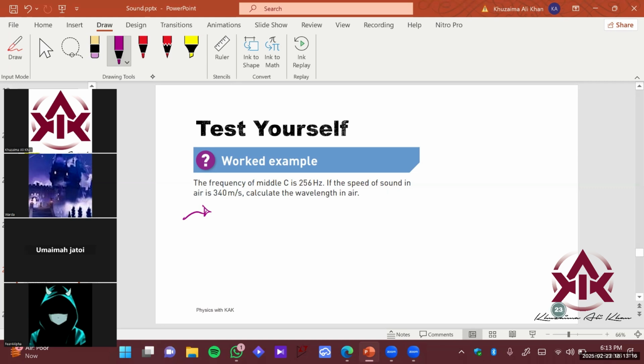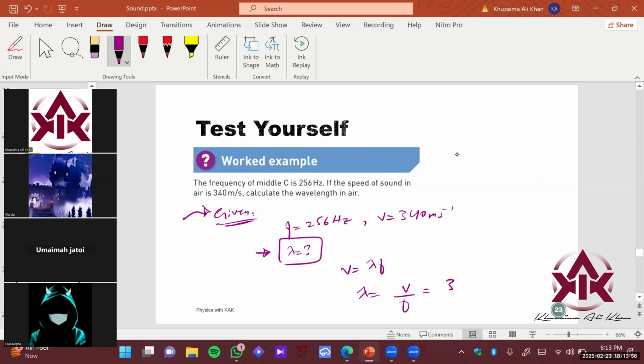So what are you given over here? You're given the frequency of the sound that is produced right now, that is 256 hertz, right? You're given the speed of sound in air that you all know, that is 340 meters per second, right? You want to find what wavelength of the wave is produced here. So you want to find lambda. What is the formula for this? The formula is speed equals lambda f. And how do you find lambda? Lambda is going to be speed upon frequency. So your speed of sound in air is 340 and your frequency is 256.